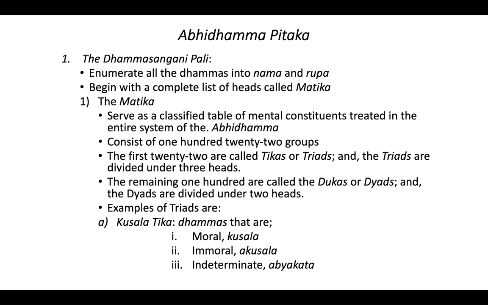So, let's look at the first 22 modes of triad. Each triad is a set of three terms into which the fundamental dhammas are to be distributed. For instance, the triad includes a set of dhammas stating that they are wholesome, unwholesome, and indeterminate.